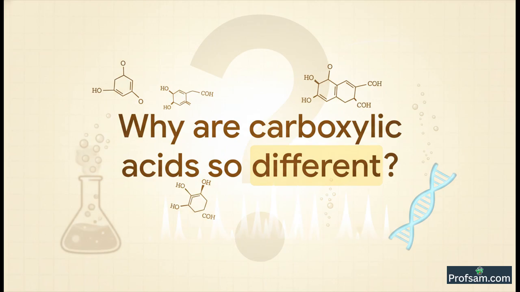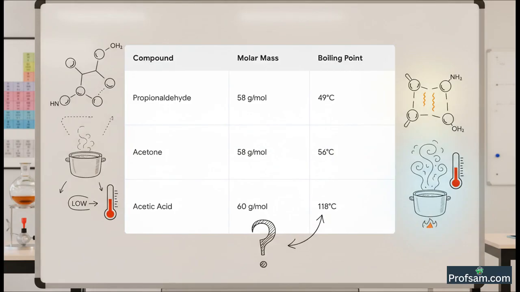Let's investigate this puzzle. Just look at this data here. We have propanaldehyde and acetone. Their molar mass is 58 grams per mole. And then we have acetic acid with a molar mass of 60 grams per mole. Almost the same, no? But look at the boiling points. For the aldehyde and ketone, it's 49 degrees Celsius and 56 degrees Celsius. But for acetic acid, it is 118 degrees Celsius, a huge jump. So what is the reason for this?